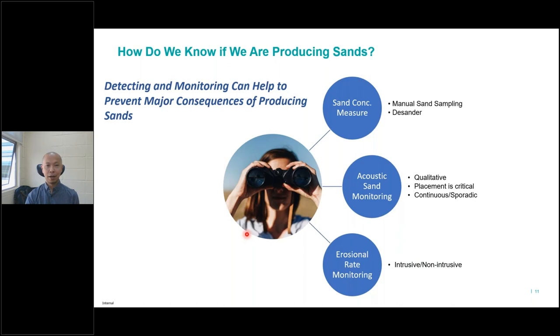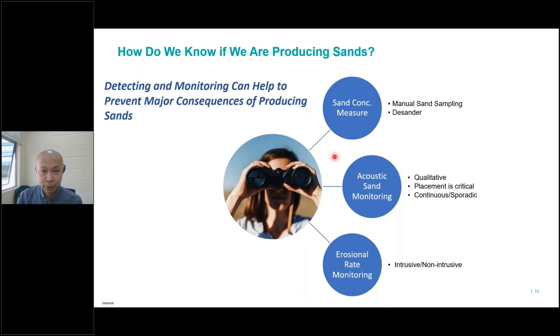All right, so how do we know if we are producing sand? Because we don't want to be caught by surprise, having LOPC, having our pipeline eroded, maybe a fire incident. We want to know much earlier than that. We want to know if we are producing sand. These are the methods that we use normally. If we know earlier, we can mitigate the risk and prevent a major consequence of producing sand. Like the old saying, you can't improve what you can't measure. That's basically what we are trying to do. We want to measure so we can improve.